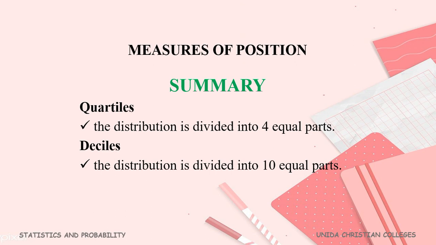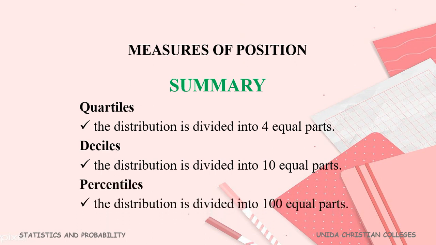So first decile, 10%, second decile, 20%, third decile, 30%, and so on and so forth. Hanggang sa makabot ka sa 9th decile, which is the 90% of your data. Okay, third, we have the percentiles. The distribution is divided into 100 equal parts, so meaning these have a 99 score points. So first percentile, 1%, second percentile, 2%, third percentile, 3%, and so on hanggang makaabot ka sa 99 percentile, which is the 99% of your data.